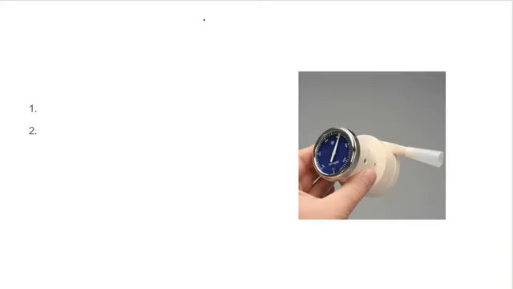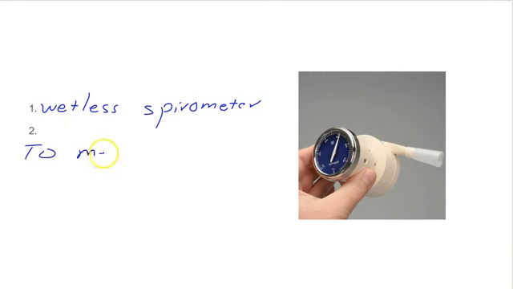Next, we have the respiratory system. For the respiratory system, make sure you know the device that we use for measuring the lung volume and capacity, which is called the wet spirometer. We use this to measure the volume of expired air. So we call this equipment a wet spirometer, to measure the volume of expired air.